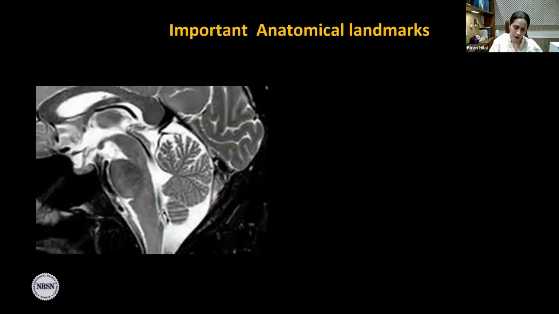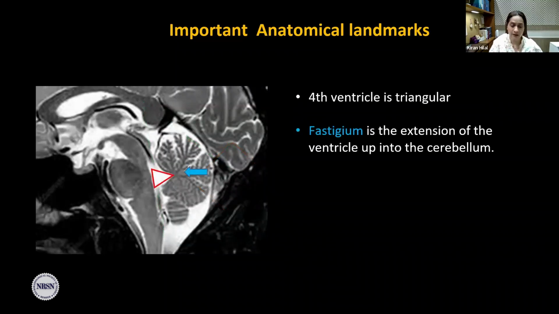Now, continuing with the important anatomical landmarks, let's focus on the normal fourth ventricle, its shape and anatomy. It is very, very, very important. People don't pay attention to it. This is the key anatomical imaging landmark. Just look at the shape of the fourth ventricle. It is a triangular shape.